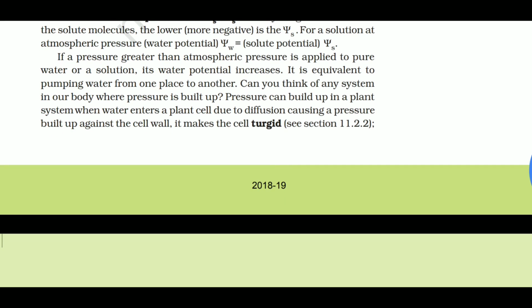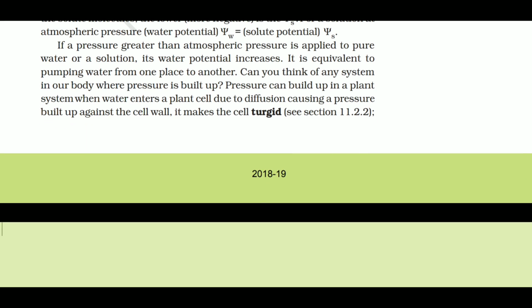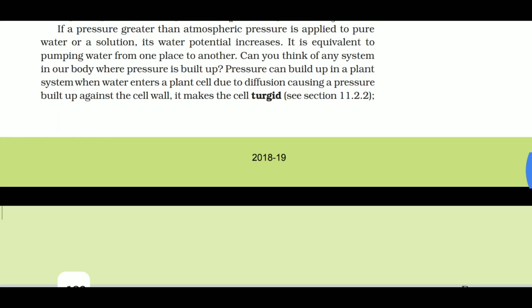If a pressure greater than atmospheric pressure is applied to pure water or a solution, its water potential will increase, meaning the water concentration is going to increase. That is the reason, because you should always remember water concentration is directly proportional to water potential. If the water potential is increasing, water molecules are also going to increase. It is equivalent to pumping water from one place to another.